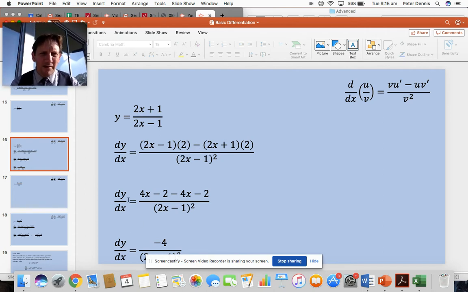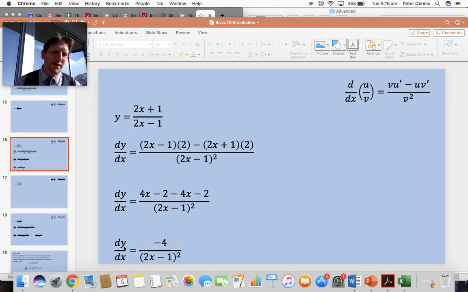So what we get is 4x minus 2, minus 4x, minus 2. So what we get is this down the bottom, minus 4 all over 2x minus 1 squared. And we tend not to worry about the bottom. We don't expand it. We just leave it like that. In 99% of cases, I think you leave it like that.